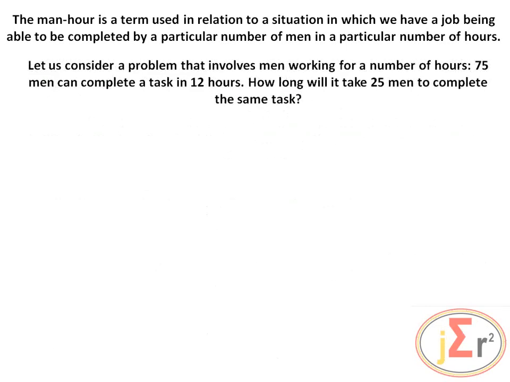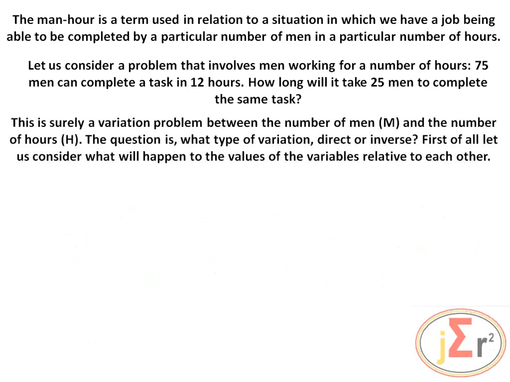Let us consider a problem that involves men working for a number of hours. Although we will not make use of the specifics when we are explaining, we are saying 75 men can complete a task in 12 hours. How long will it take 25 men to complete the same task? This is surely a variation problem between the number of men, M, and the number of hours, H. The question is, what type of variation, direct or inverse?